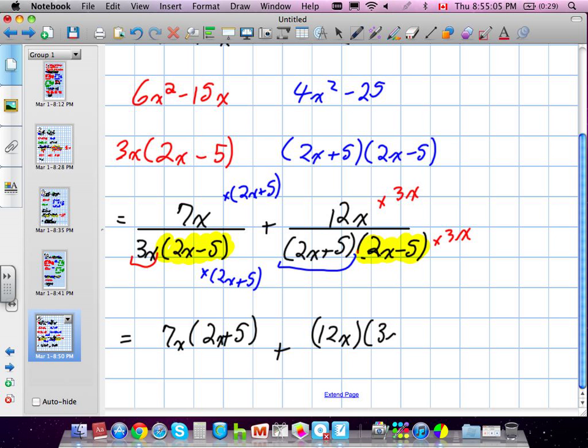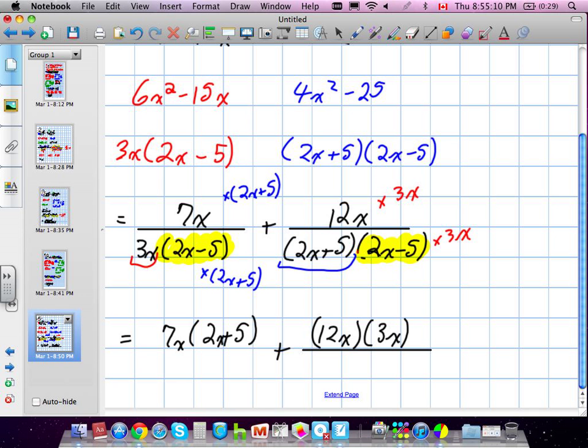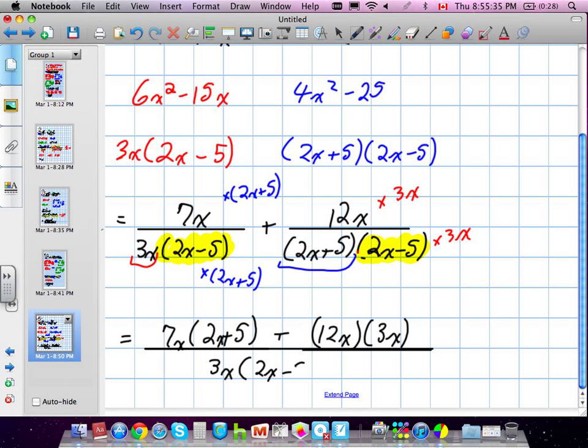Then on the bottom, here's the key. What is our denominator going to be for both of these? Okay, so let's just put it all together. What's it going to be? 3x bracket 2x minus 5 bracket 2x plus 5. Good. Because we had a common denominator, we knew we could put them both over something. And we just got to add the ones on top. Okay, so let's work with what we got on top.